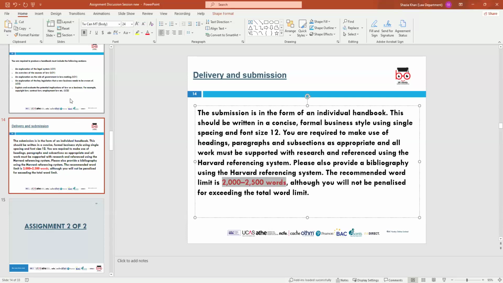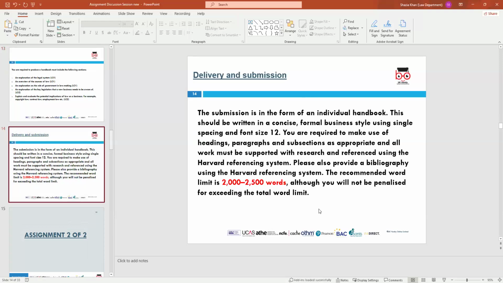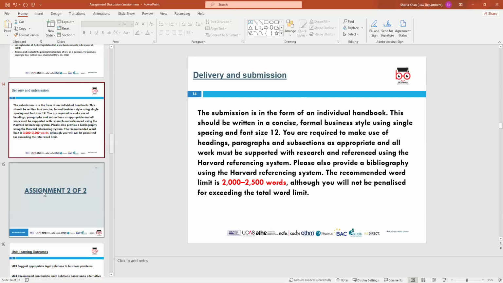So if you're looking at that, it's about 500 for each one because there's 5 parts. If you do anything a little bit over, you will not be penalized. It says here the recommended word count is 2,000 to 2,500, although you will not be penalized for exceeding the total word count limit. Just don't go too much over, okay?